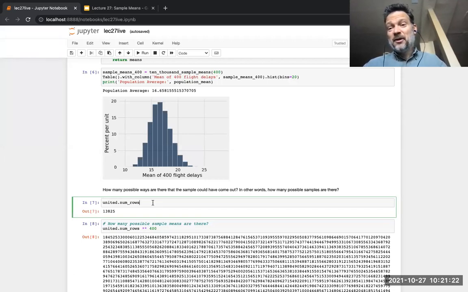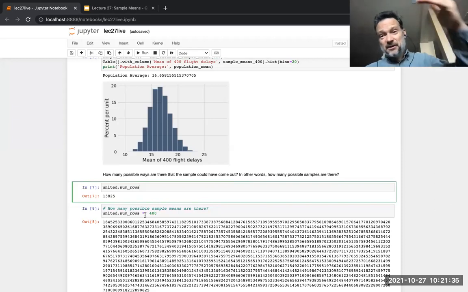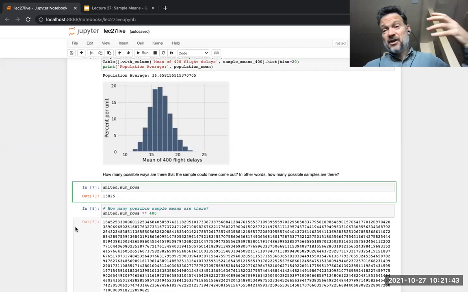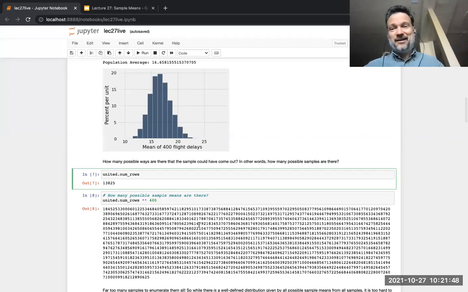If I had tried to enumerate all possible ways to choose a sample of size 400, well, there's 13,000 flights in this data set. And so I would need 13,000 times 13,000 times 13,000 multiplied by itself 400 times. That's how many different choices there are, in other words, the number of possible ways to obtain a random sample. And here's that number. That's a ridiculous number. That's like gazillions and gazillions and gazillions.